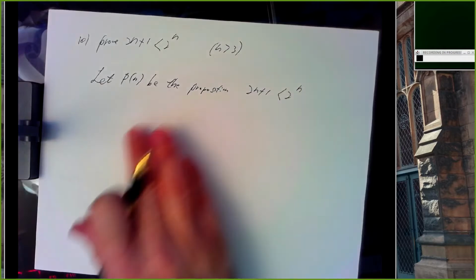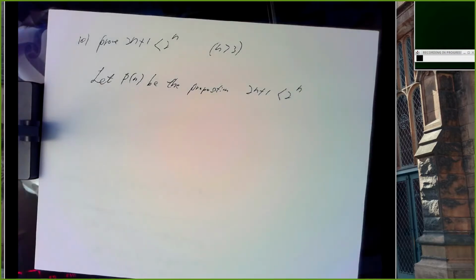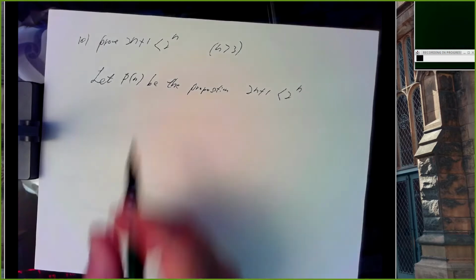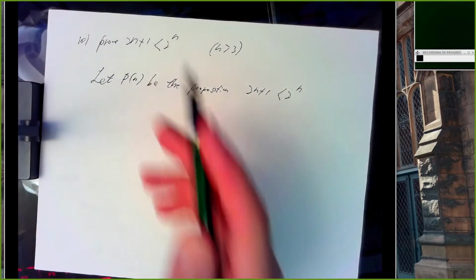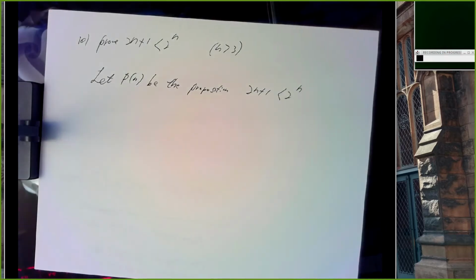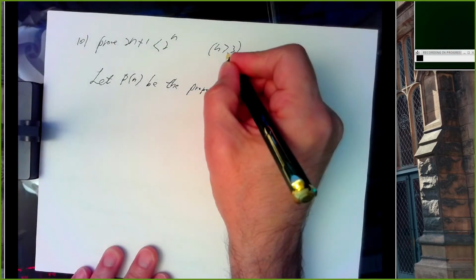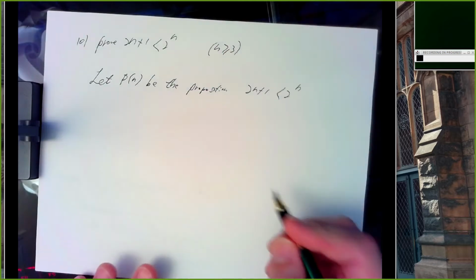So, Pn is the proposition 2n plus 1 is less than 2 to the n. And we're asked to show that for n bigger than 3. I think it's true for 3 also. So 2 cubed would be 8, 2 times 3 plus 1 would be 7. So it's actually true for n bigger than or equal to 3.